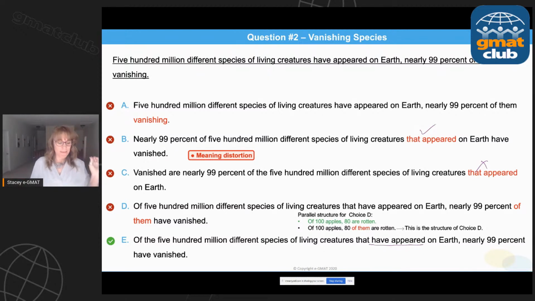All right, the sampling concept is the fact that we have a total number, okay? And that total number has appeared over the course of time. And then of that total number, 99% have vanished. All right, so a portion of that total number, which is that 99%, have vanished. Okay, so it's that complete number, 500 million. Of that 500 million, 99% have vanished. So hopefully that clarifies the meaning there.